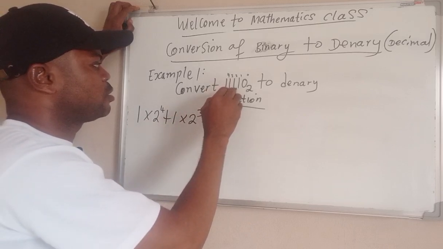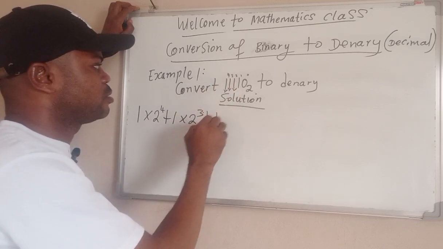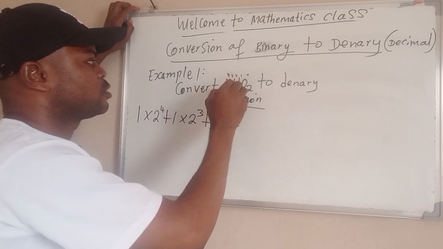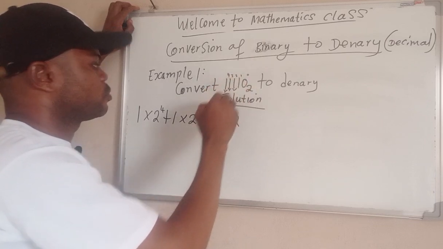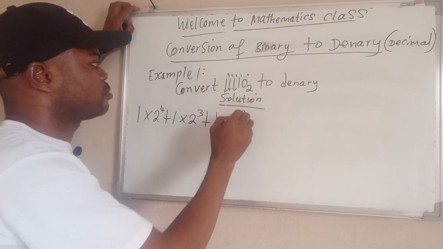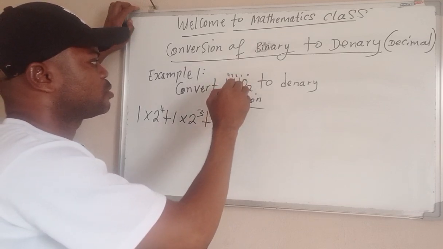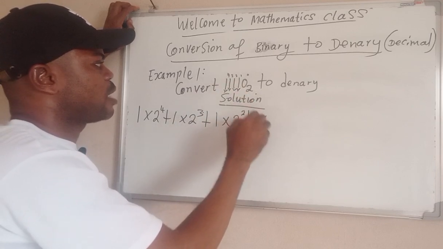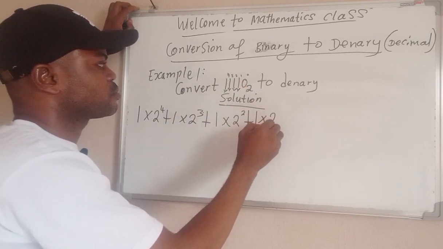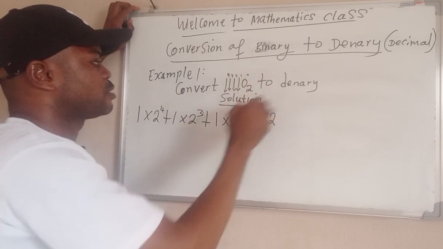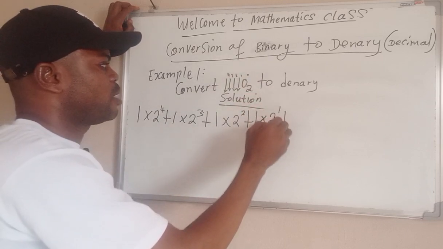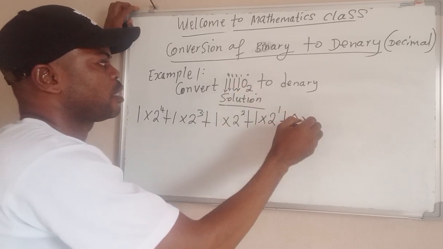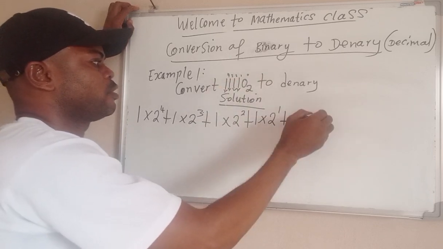Plus, the next digit is 1. Bring down the 1, multiply with the base again, count the remaining digits, which is 2. You write 2 here. Plus, the next digit is 1 times the base again. Then the next power after 2 is 1. Plus the next one is 0 times the base again. The last power is 0.